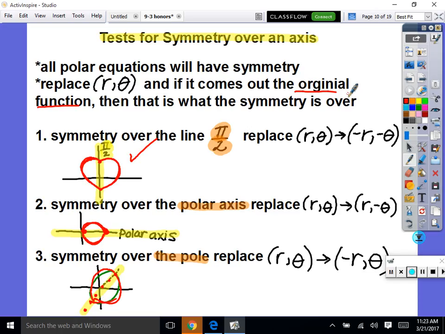Yep, we just plug in negative and then we'll simplify it. You'll see what I mean by simplify. Well, they all have symmetry. It's just which do they have symmetry over. So it's going to be one of the few.